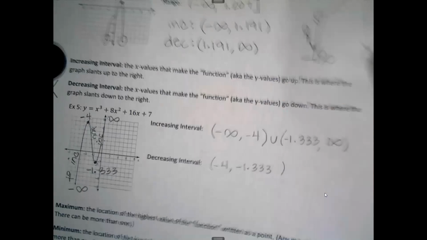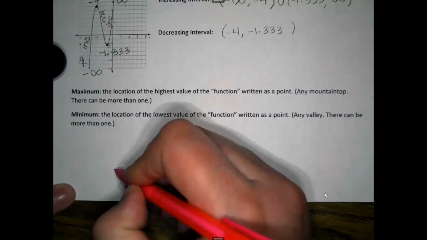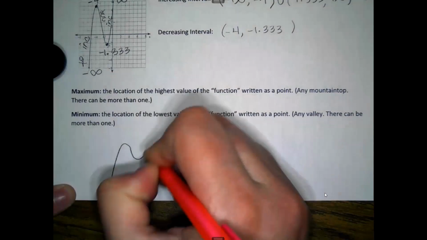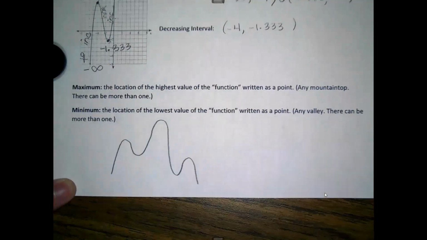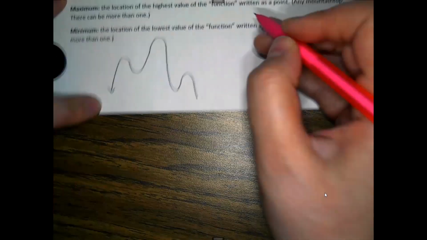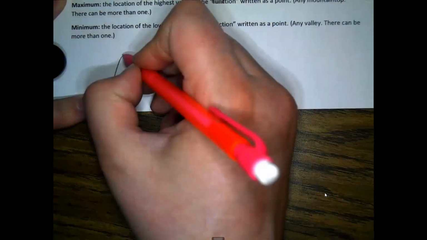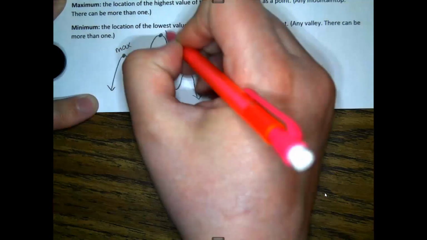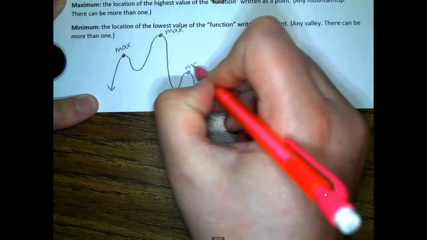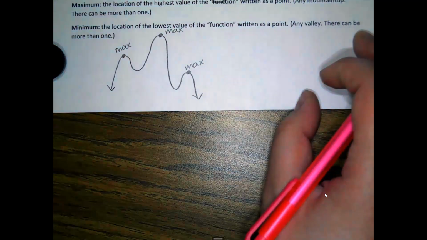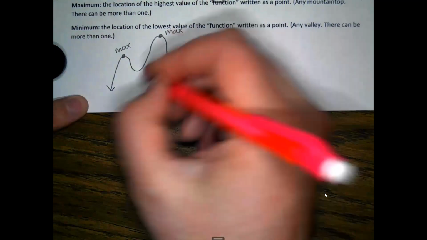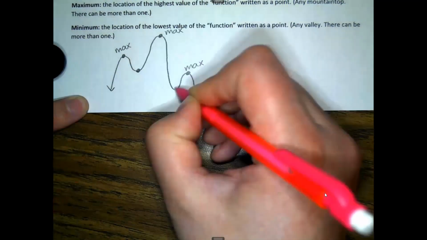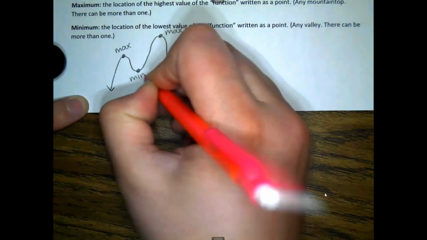So I'm going to draw a little picture here on your page. So we could have something that looks like this. And if they had a picture that looked like this, this would be a maximum, a maximum, a maximum, because these are all mountaintops. So it would be possible for us to have a graph that looked like that and have 3 maximums for one graph. And then it would be possible for this same graph to have 2 minimums because this same graph has 2 valleys.